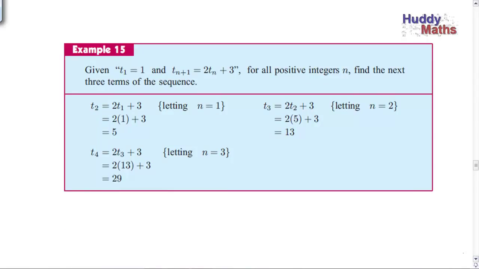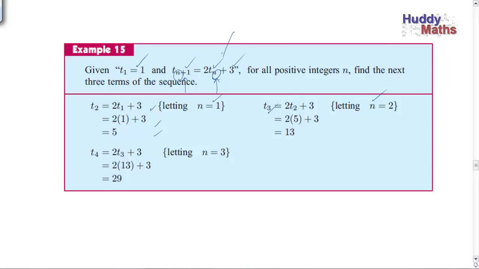Okay, so here we are, given T1 equals 1, and T(n+1) is 2Tn plus 3, for all positive integers, find the next 3 terms of the sequence. So you start off with let n be 1, so put 1 in here, that's T2 will be 2 times T1 plus 3, there we are, and then letting n be 2 would be T3, sorry, so you're putting in the n value here and here, and building.